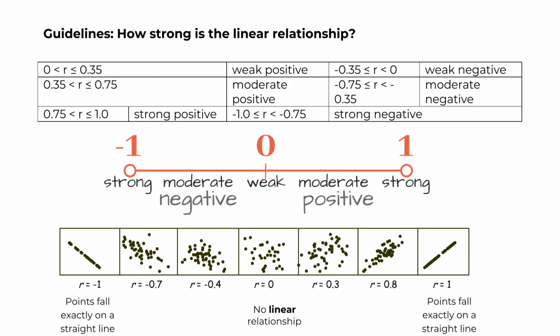So we were talking about how annoying it is in a scatter plot to try to determine strong versus weak. And so this little table and number line and series of graphs is supposed to sort of show you what our criteria are for strong, moderate, weak.